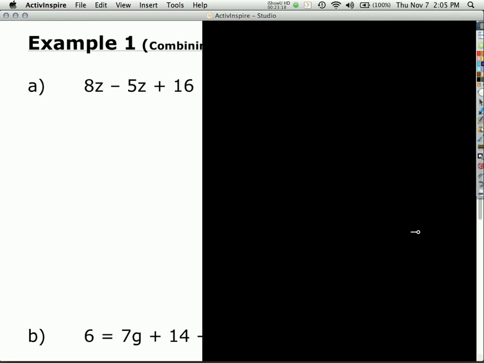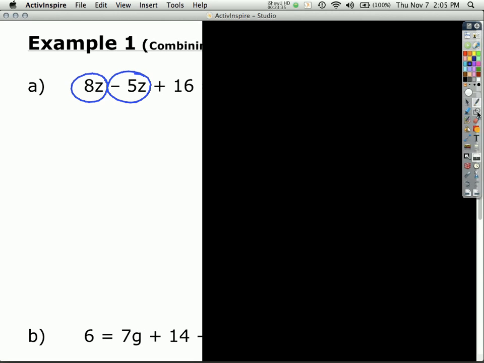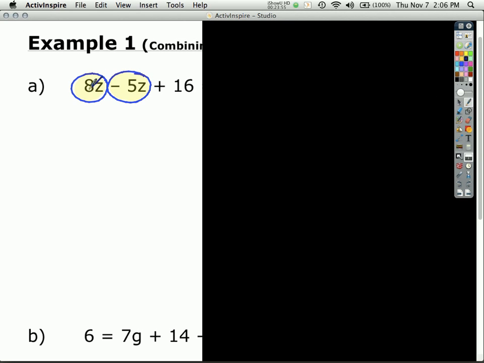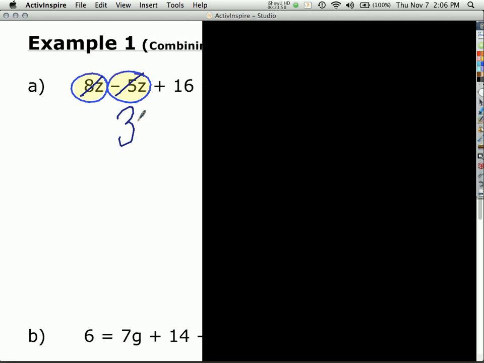What was the one thing that she misspoke about? She did great, but there was one little detail. Gloria? Yeah, it's negative 5z. And we can see that clearly when we use the bubbling technique. So now we can clearly see the like terms. And then what do we do with the like terms? We've got 8z and negative 5z. What do we get? Selena, you're on a roll. Keep going. You get 3z. So this and this get combined, and we get 3z.